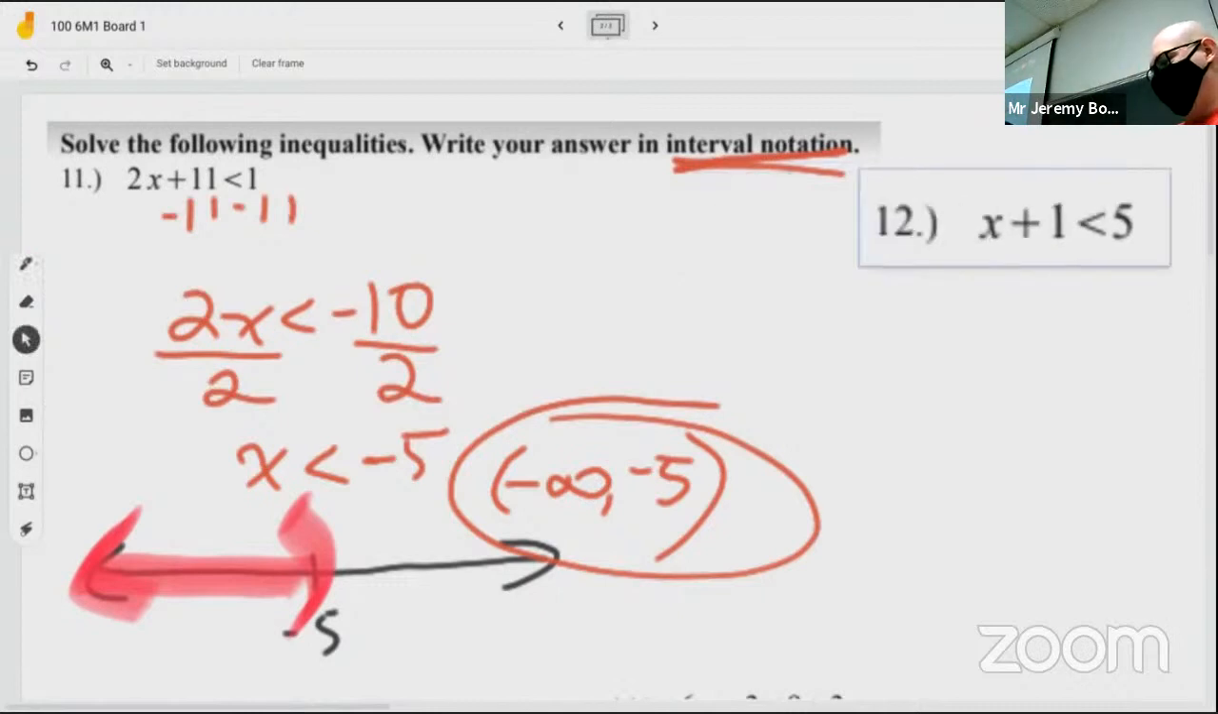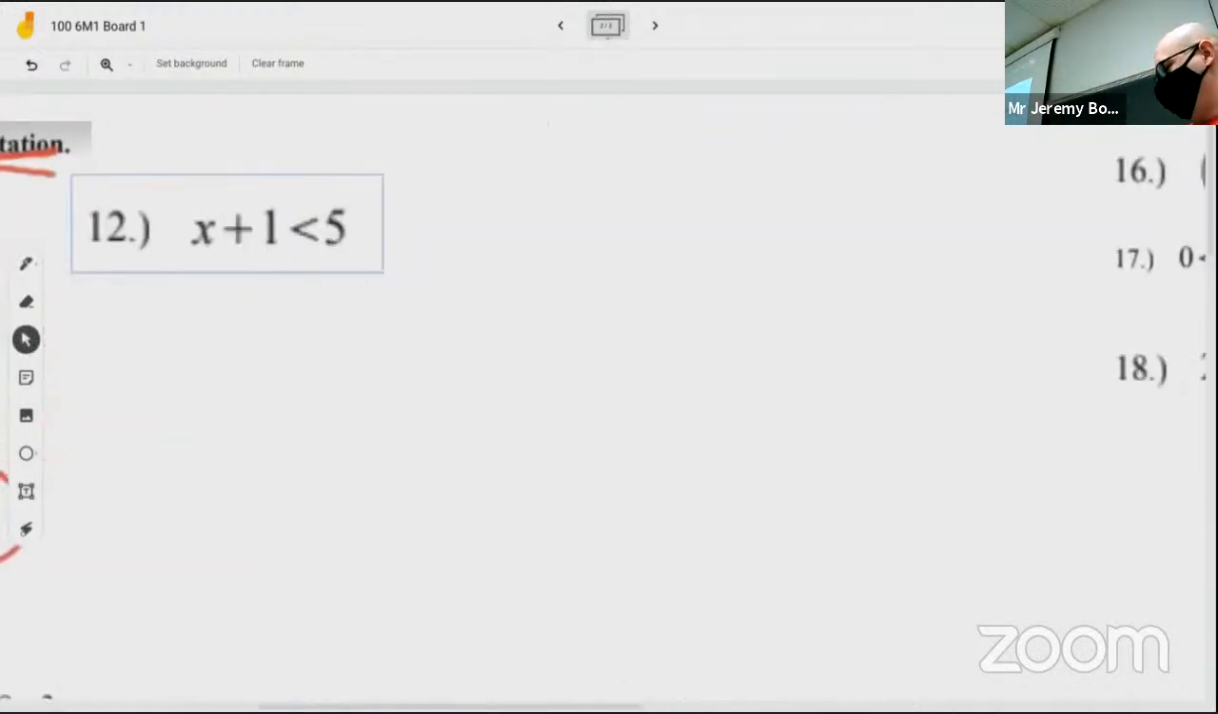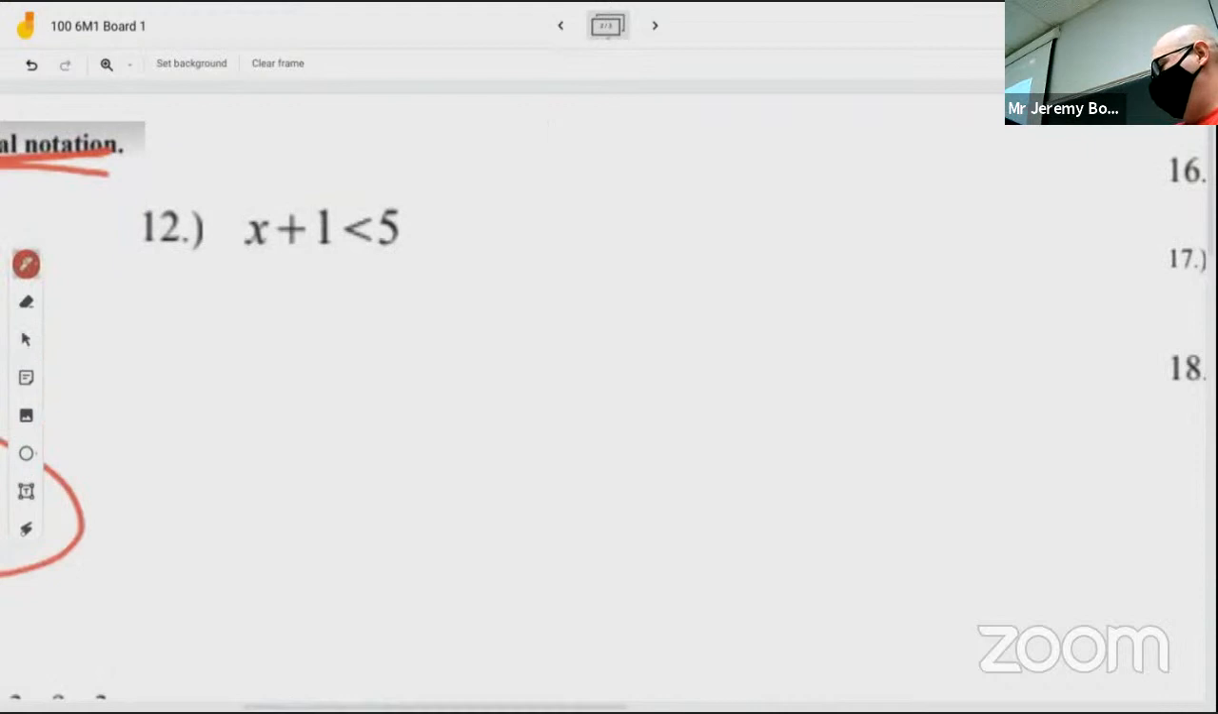All right, number 12. How much room I got? Oh, I got good. Let's go with blue. So this one, I don't know why I made this one 12 and 11 to swap. But it's x plus 1 is less than 5. You got the same situation. We're going to move the 1, so that way the x term is by itself on the left-hand side. But all you end up with is x is less than 4. So you got your solution right there.